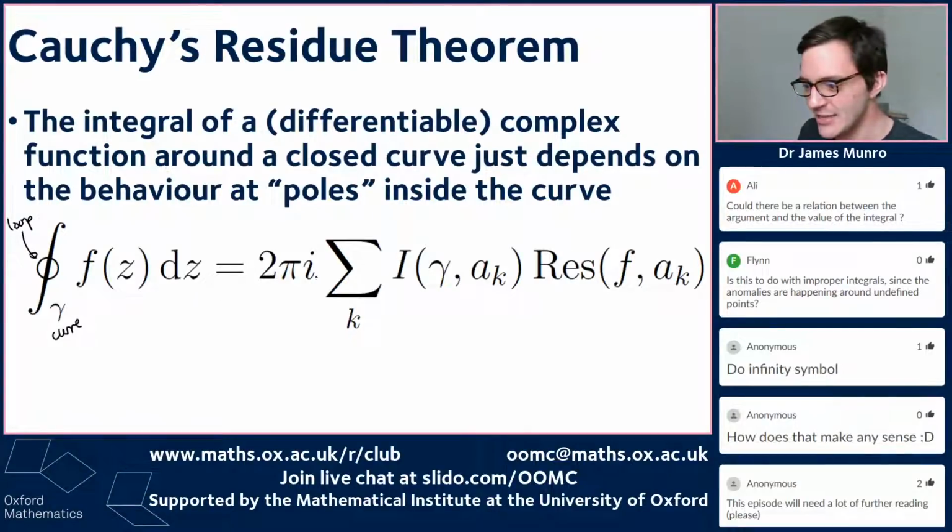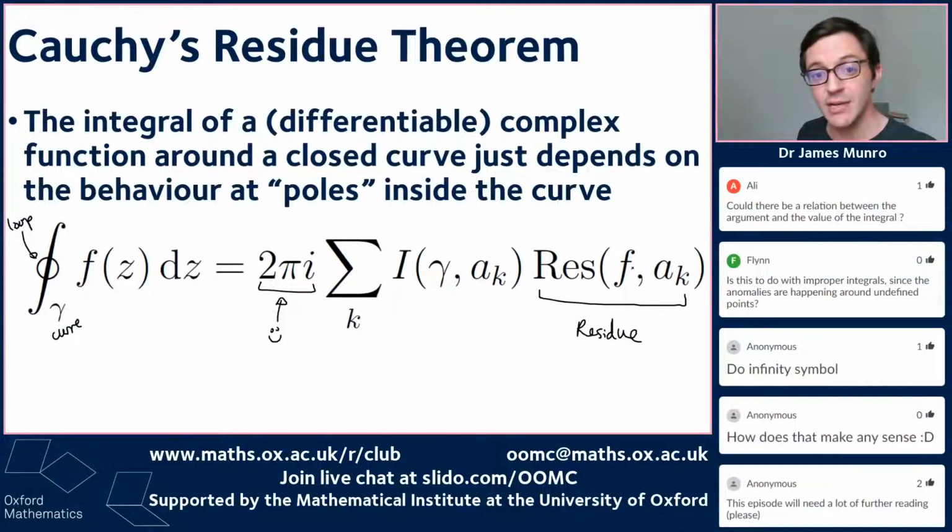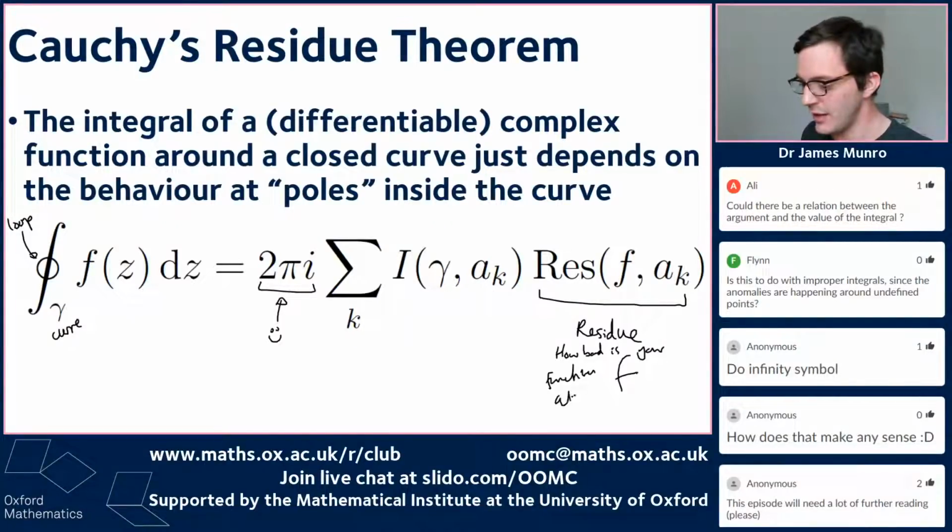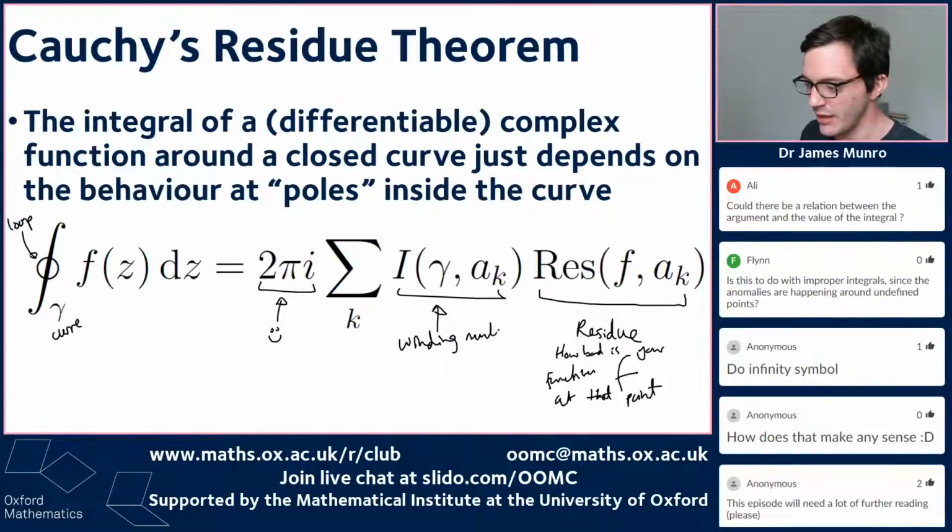That's nice. And it's equal to, there's a factor of 2 pi i, which is really nice. And then there's sums. So there's lots of contributions that you need to add together. Well, maybe not lots. Ones where you've got some problematic contribution. There's a term for the residue. So this bit is called the residue. And it's something to do with how bad is your function f at that point. And there's this contribution i that's called a winding number. And it counts how many times did you go around.